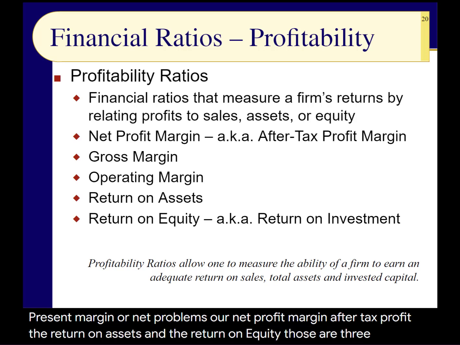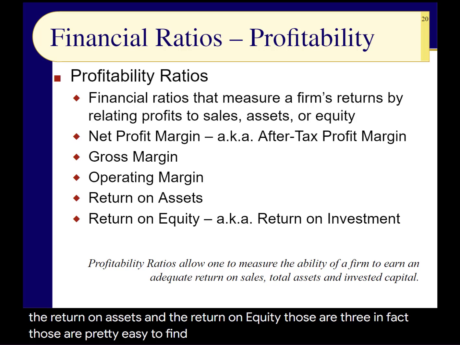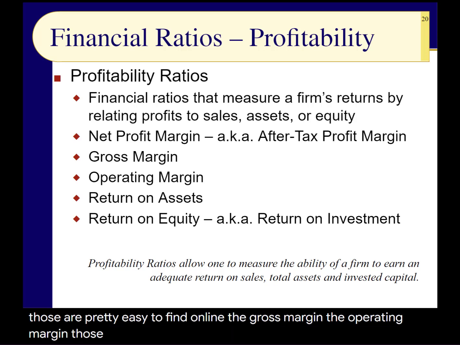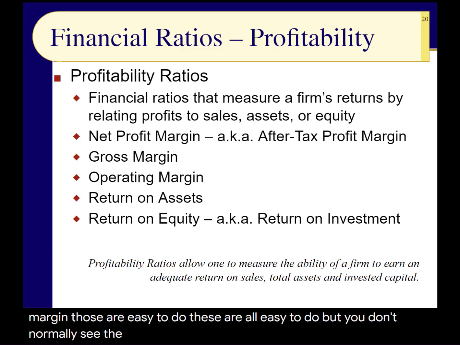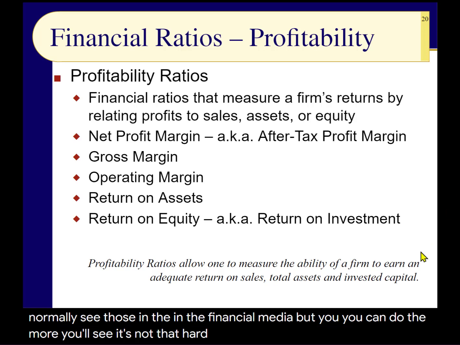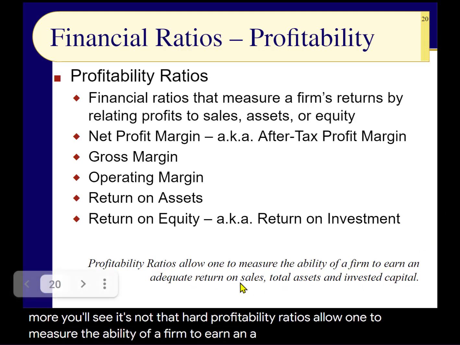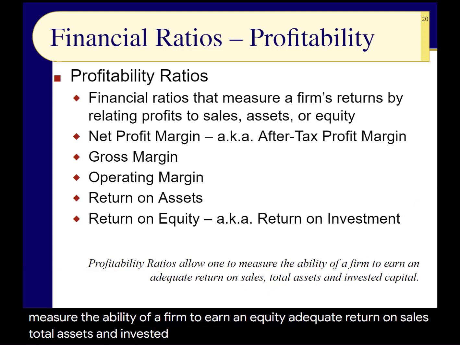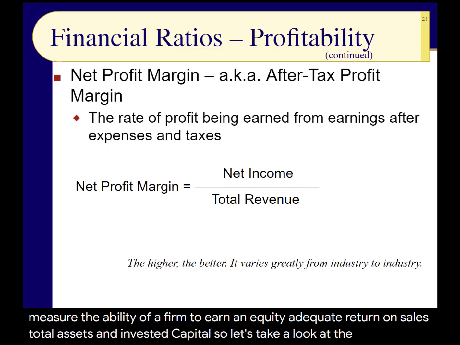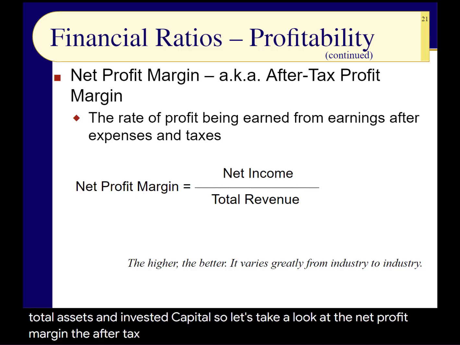Those are three. In fact, those are pretty easy to find online. The gross margin and the operating margin are easy to do too, but you don't normally see those in the financial media. But you can do them. You'll see it's not that hard. Profitability ratios allow one to measure the ability of a firm to earn an adequate return on sales, total assets, and invested capital. So let's take a look at the net profit margin, the after-tax profit margin.